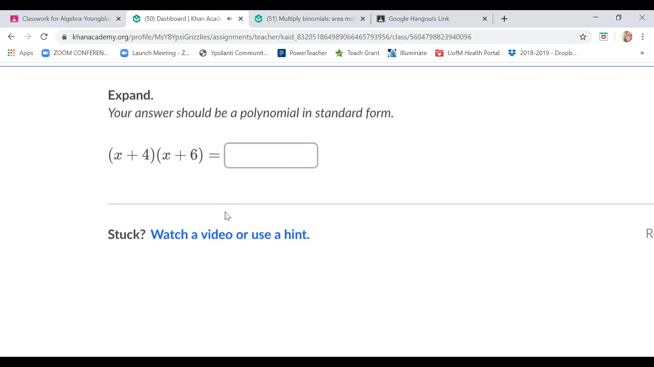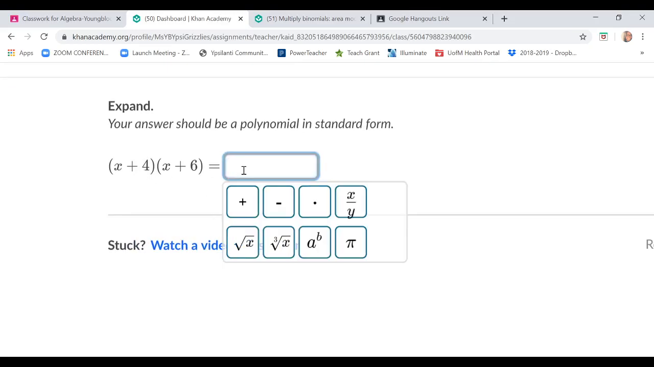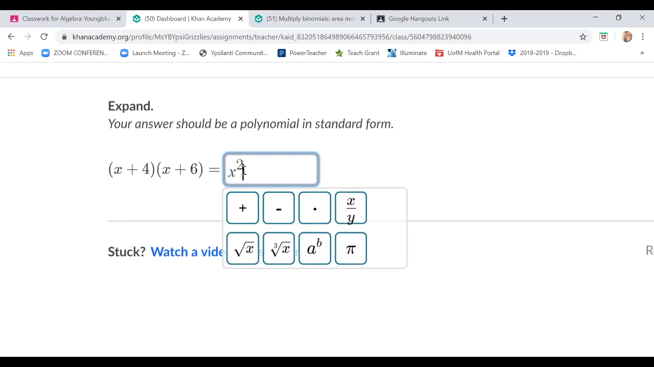This problem, we're doing x plus 4 times x plus 6. So one of our boxes should be x squared, another one should be 4x, another one should be 6x, and the other one should be plus 24. So again, if you draw out the boxes, these should be the 4 areas that you're going to have, so you can double check that, and then combine your like terms. So x squared plus 4x would get you 10x.